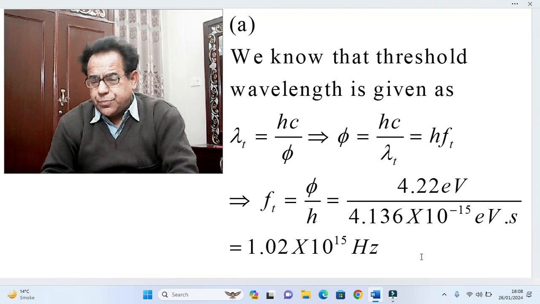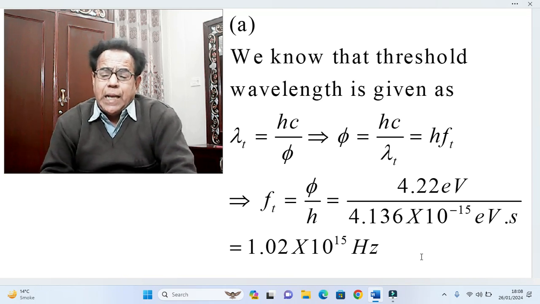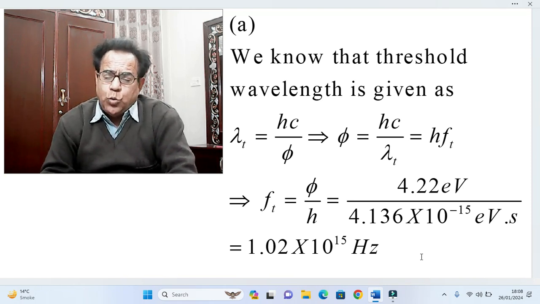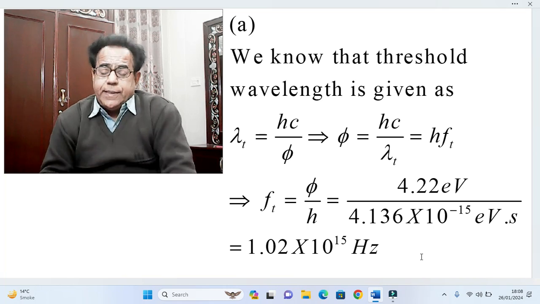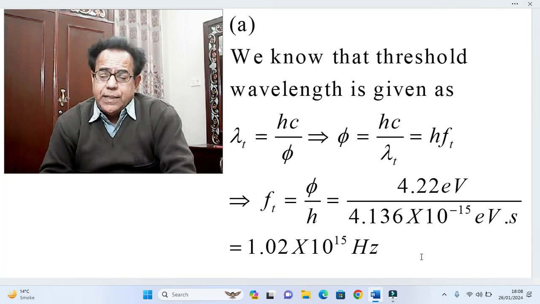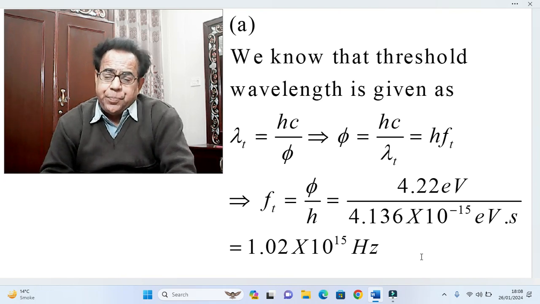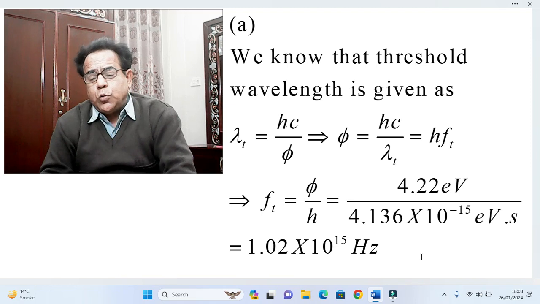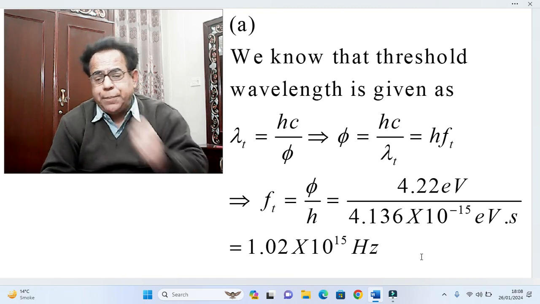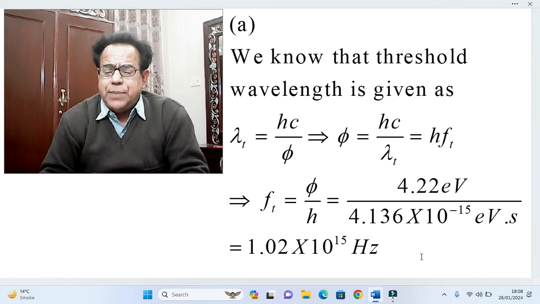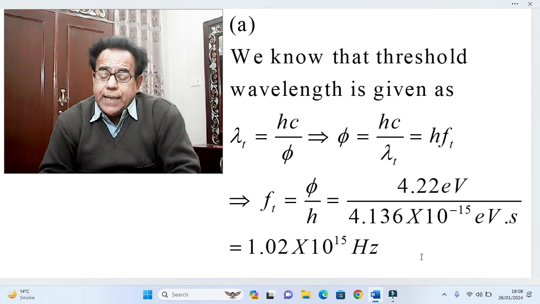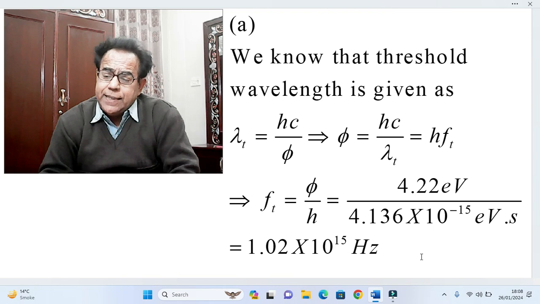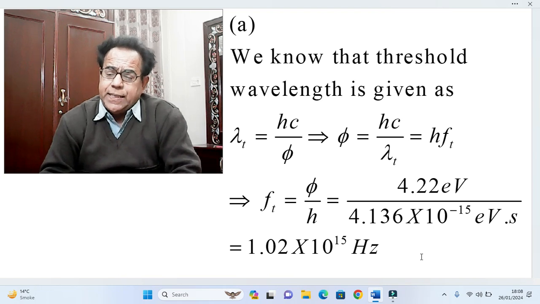Threshold wavelength lambda t is equal to hc over phi, where phi is the work function. This implies that if we want to find the value of work function phi, then phi will become equal to hc over lambda t. Just rearrangement. And this alternatively becomes equal to h into ft, that is, threshold frequency.